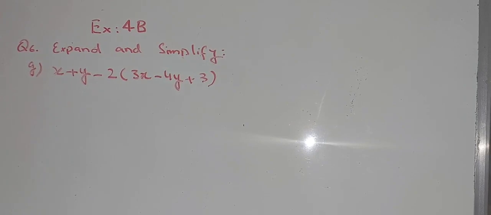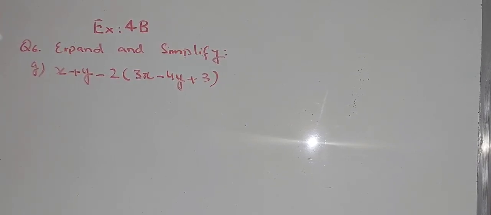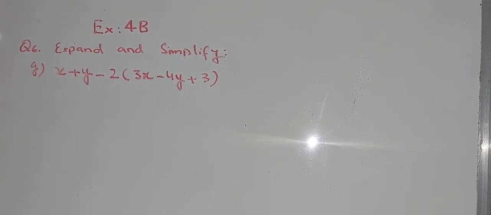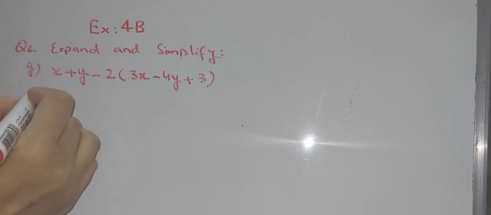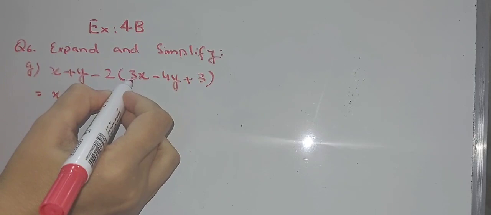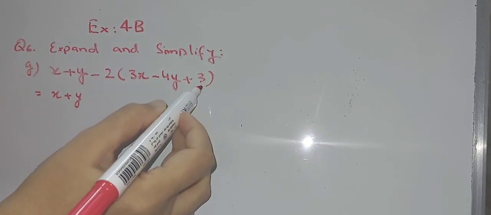Okay, part G is x plus y minus 2 bracket 3x minus 4y plus 3 bracket close. Okay, let's start solving this question by opening the bracket. x plus y come as it is. Now minus 2, first of all multiply with 3x, then with minus 4y, then with 3.